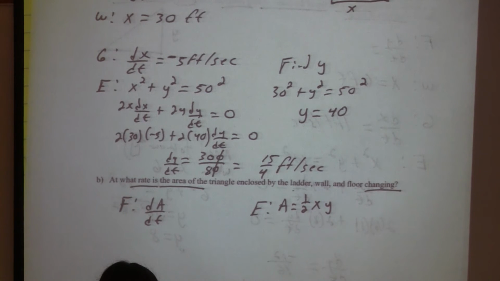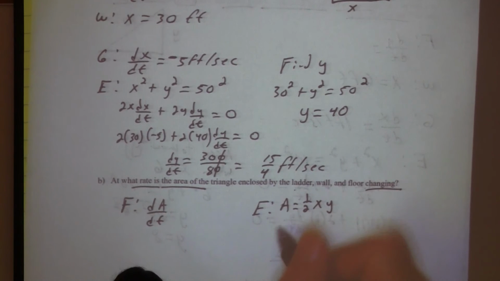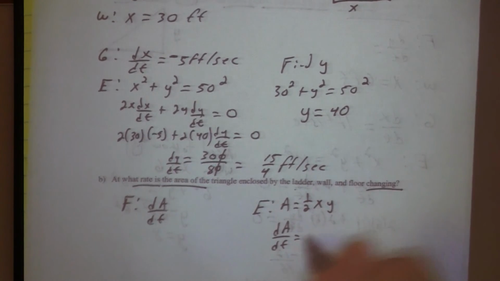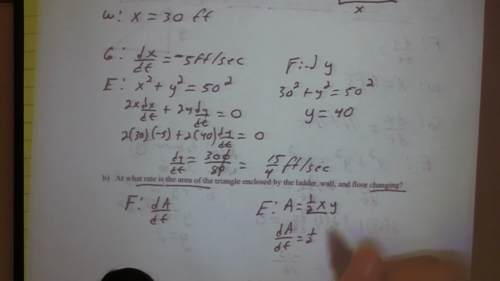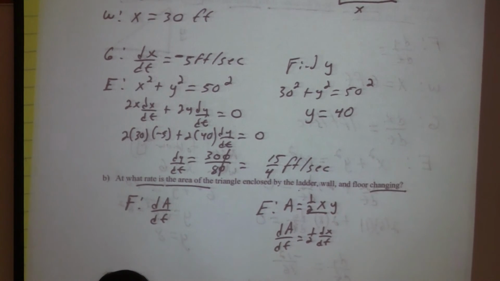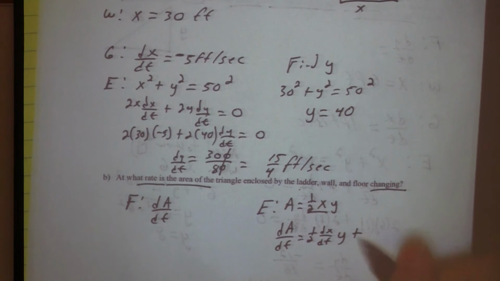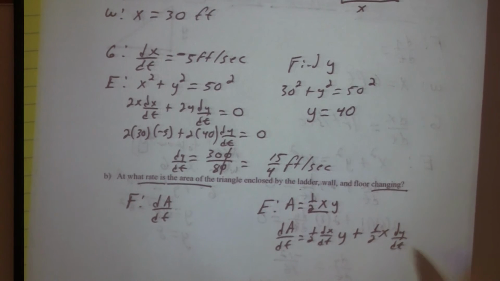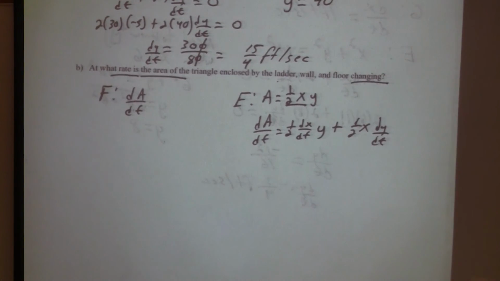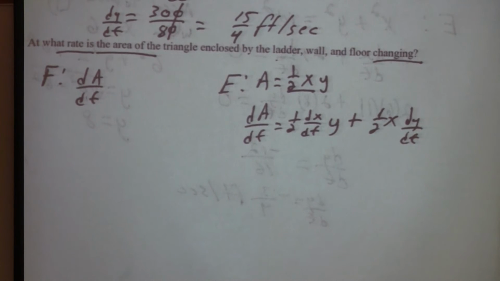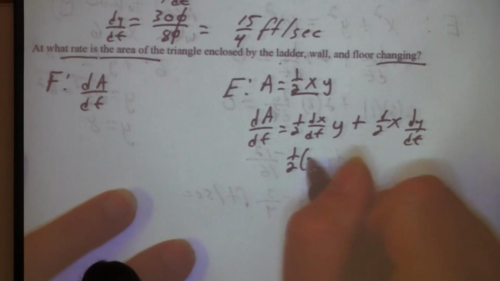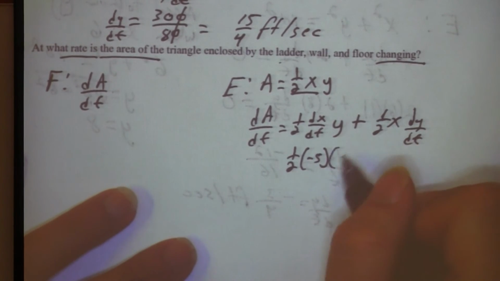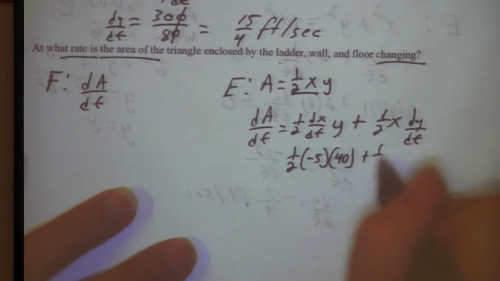And let's differentiate it. So to get the derivative, we have to use what? Product rule. Let's do it. dA/dt equals derivative of the first, half dx/dt times y, plus half x dy/dt. Okay, so now let's plug in what we know. So we got half times dx/dt. What was dx/dt? -5 times y. What was y? 40 plus 1/2 times x.